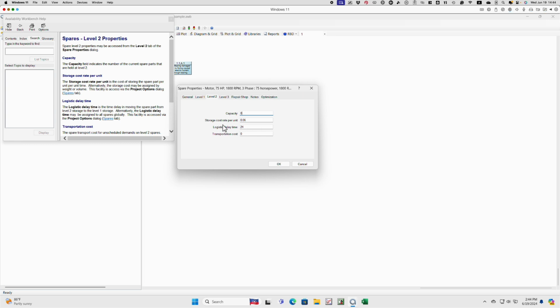In this case, we say the delay is 1 day or 24 hours, and we get some discount because we're storing it with a sister plant and sharing the storage cost, so it only costs us 6 cents per hour for storage.